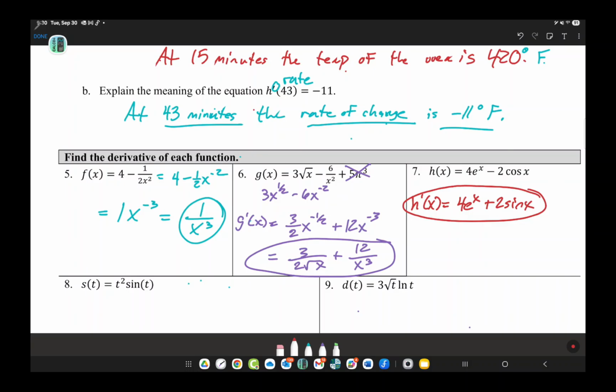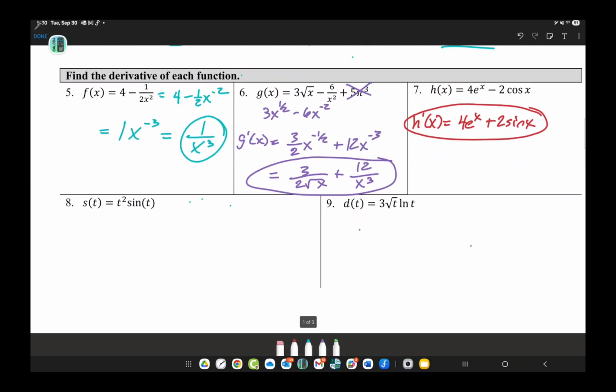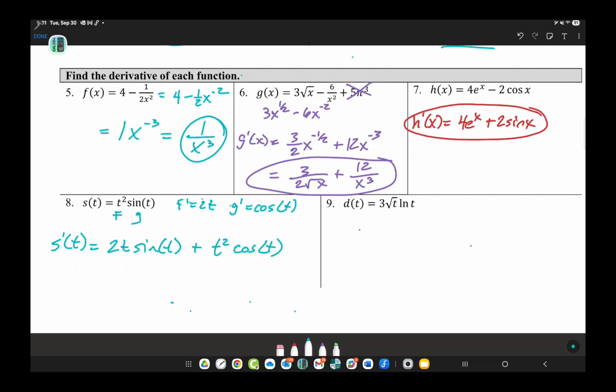All right, so on to product rule, where we have f and we have g. f prime would be 2t, and g prime would be cosine t. So f prime of t is 2t sine of t plus t squared cosine t. And that's it. Nothing to simplify, nothing to do. You're done.